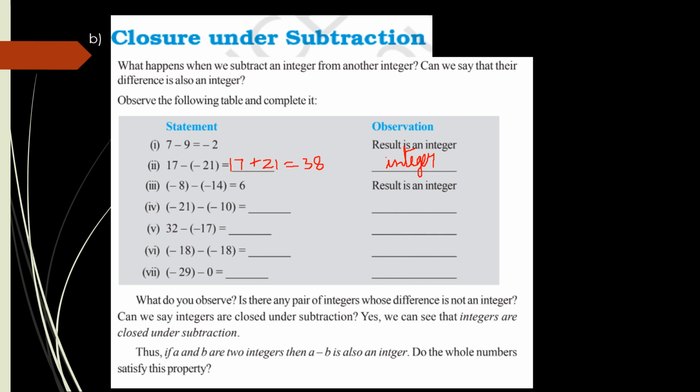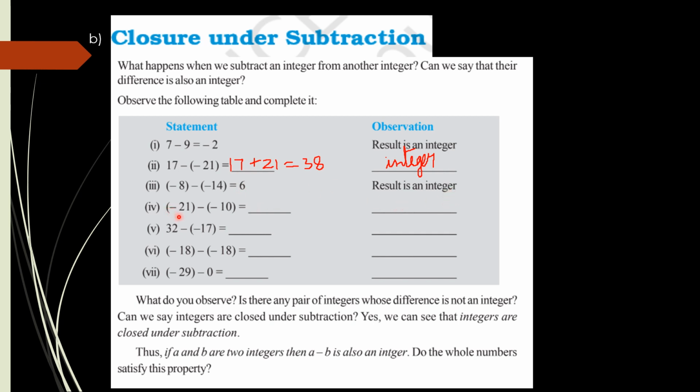Third one, minus 8 minus minus 14. The answer is already given here. Minus into minus is plus: 14 minus 8. One positive number, one negative number, you have to subtract. So 14 minus 8, that is 6. It is again an integer.